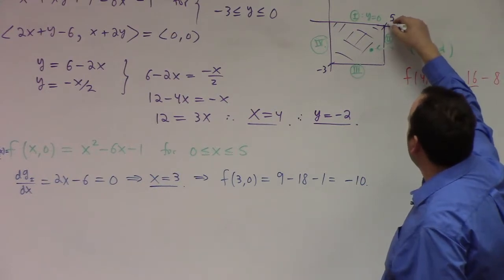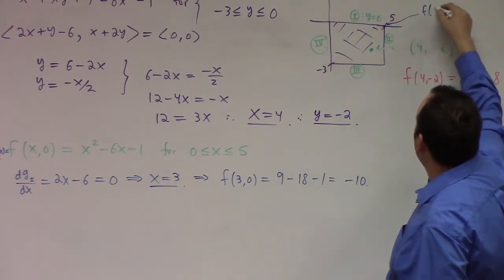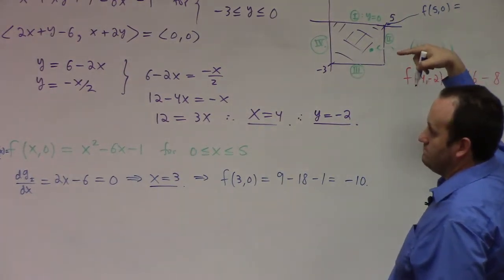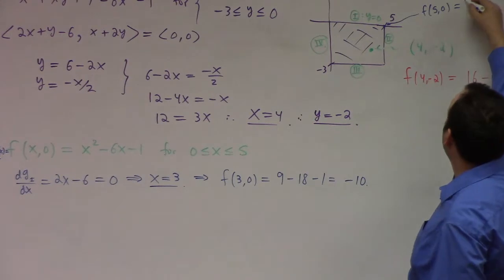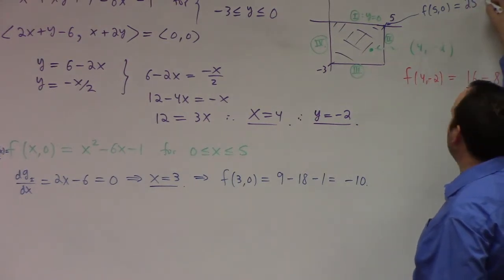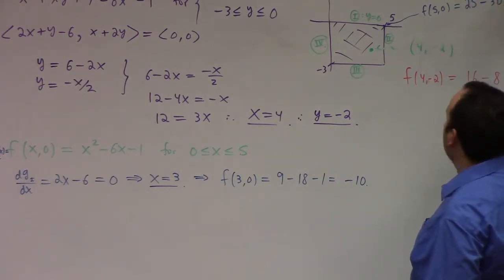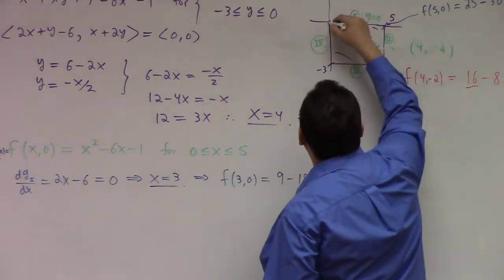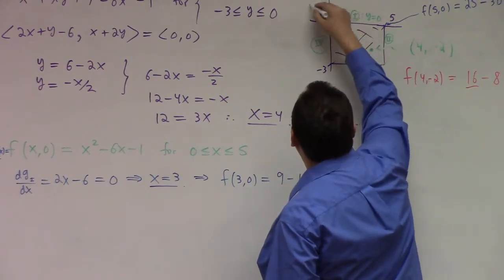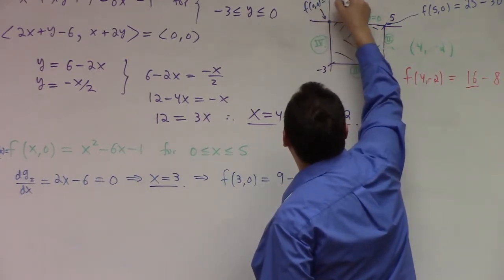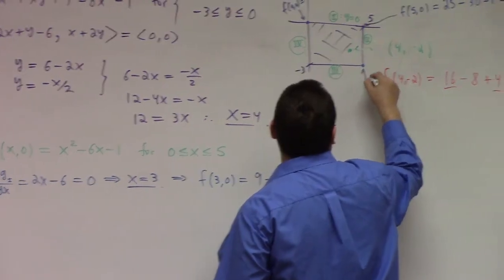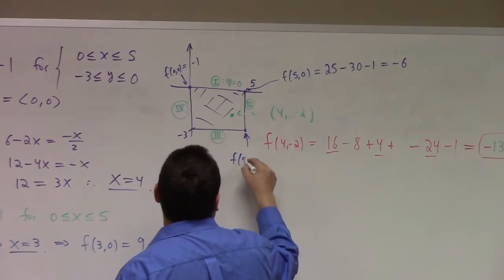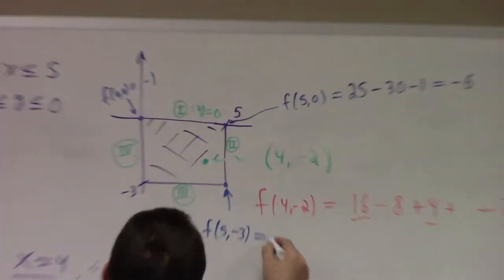What's the value of the function here? F of 5, 0 is what? Yeah, 25 minus 30. Minus 1, so minus 6. All right. And what's the value here? 0. And what's the value here? F of 5 minus 3 is equal to what?